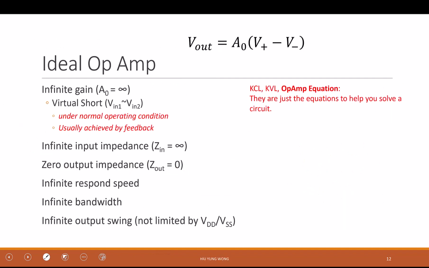Nothing special. So let's review one more time about this ideal operational amplifier. We have this equation, right? I also say that we have infinite input impedance, 0 output impedance, infinite response speed, which is the slew rate that we discussed earlier. Infinite bandwidth, infinite swing, not limited by VDD, VSS. But there's one thing we have been using very often in other class. Virtual short. Do you remember this?